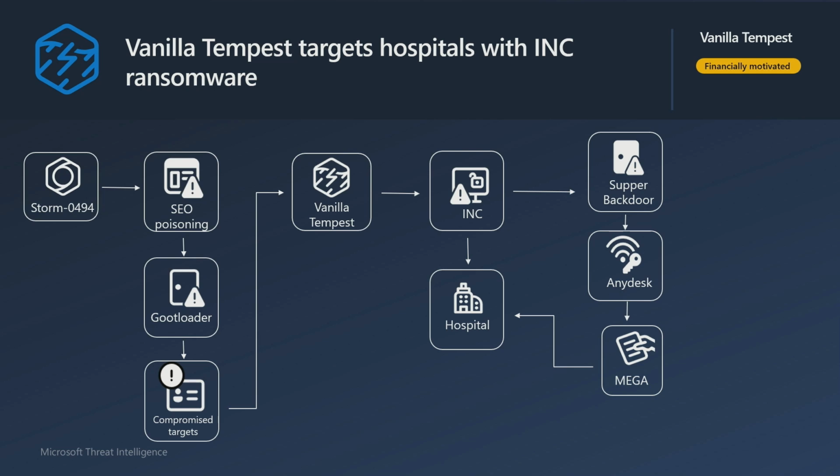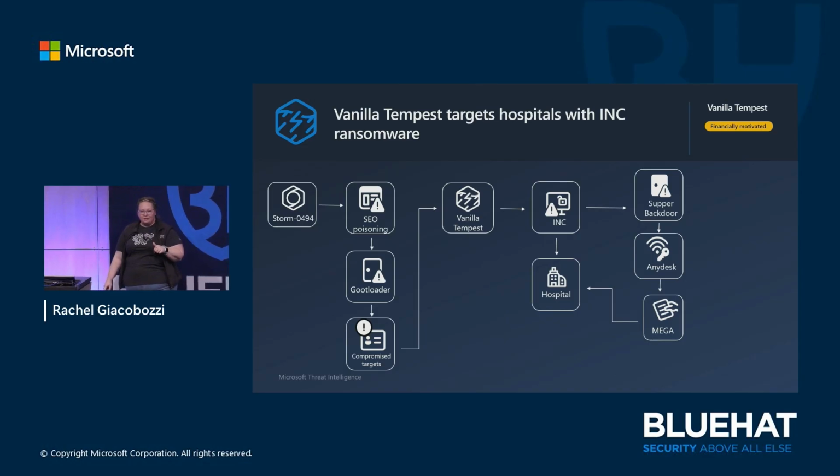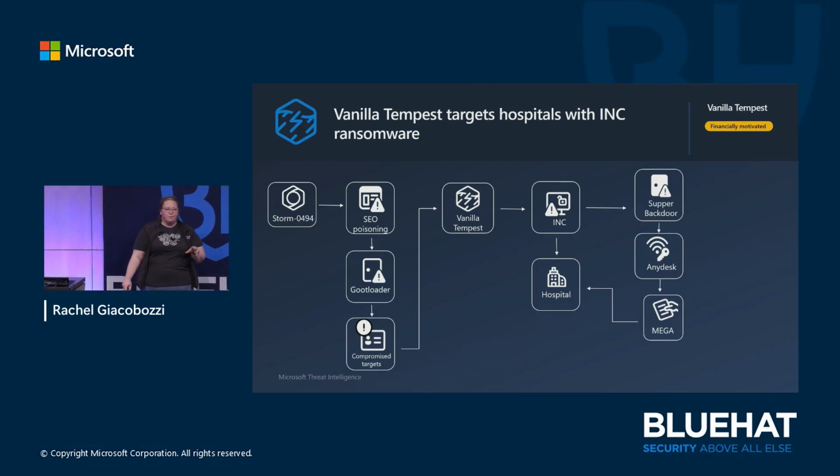And while bootloader is a multi-stage payload distribution malware that's been active since 2018, Microsoft tracks bootloader infections as Storm 0494. So we believe 0494 did SEO poisoning, had bootloader compromise the targets. That's the initial access vector. Then they handed over that initial access to Vanilla Tempest. Now, Vanilla Tempest downloaded INC ransomware at US hospitals.